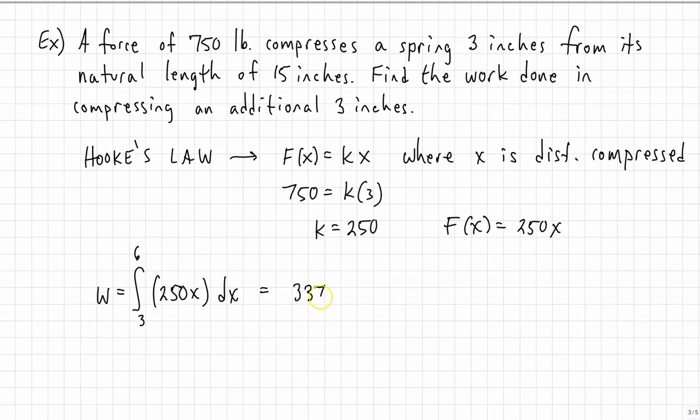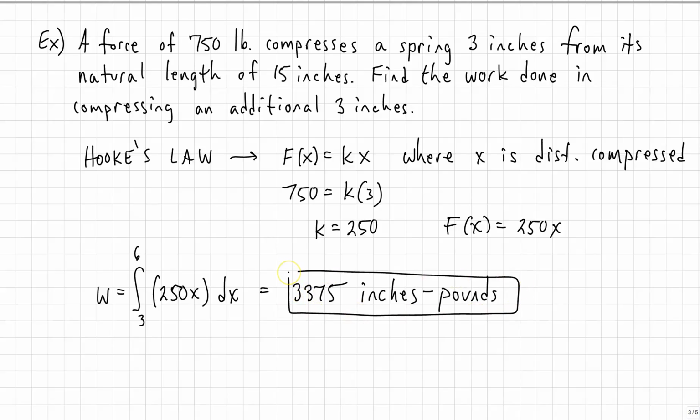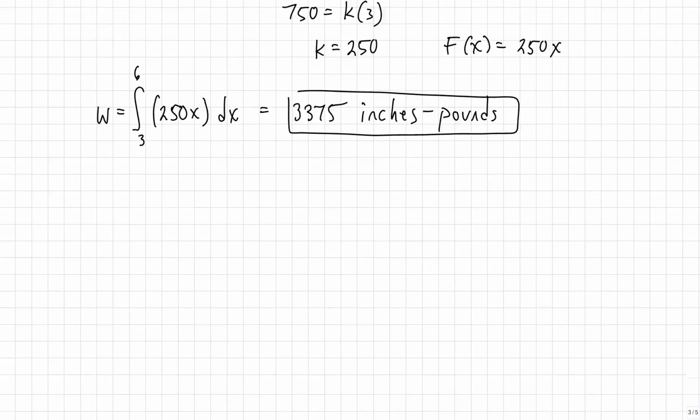So we get 3,375 inch pounds. Instead of foot pounds, we have inch pounds. So the total work done is 3,375 inch pounds in that situation. Remember, it's already been compressed 3, and then we're pushing it another 3 on top of that. Let's take a look at another one.